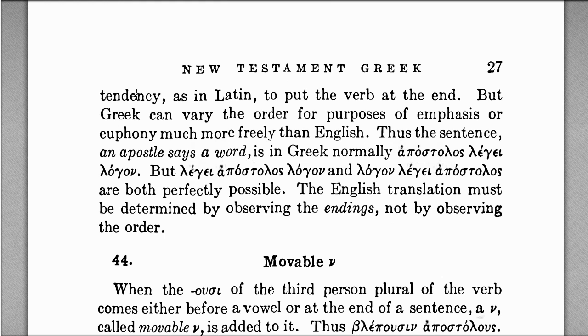But the Greek can, in fact, vary the order for purposes of emphasis or euphony much more freely than the English does. Thus the sentence, an apostle says a word, is in the Greek normally apostolos legei logon, but legei apostolos logon and logon legei apostolos are both perfectly possible. The English translation must be determined by observing the case endings, not by observing the order.